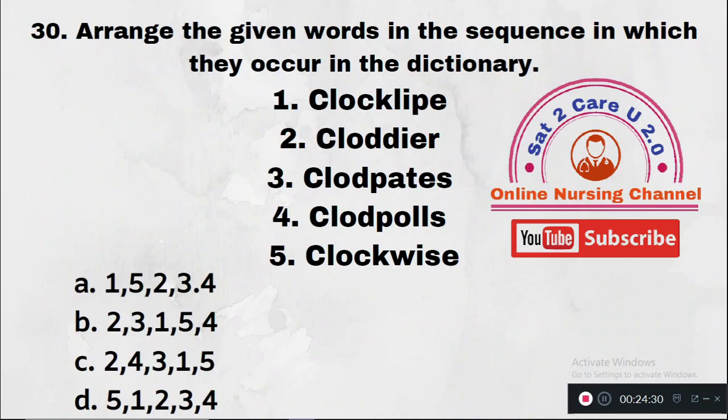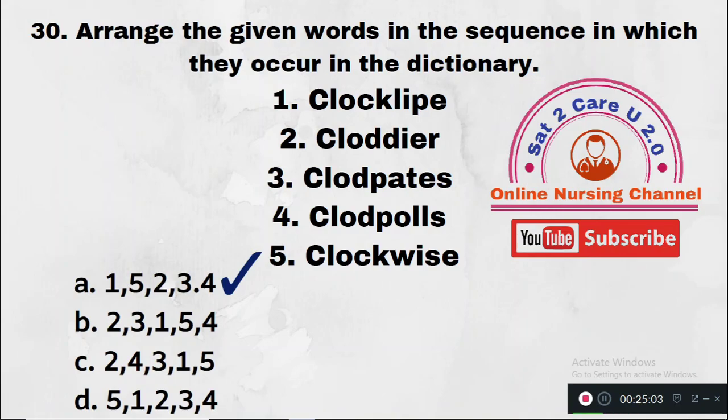So arrange in the order. In the dictionary we will get this order: 1, 5, 2, 3, 4. So you have that clock, that is 1, CLOC. C comes first, then the K is in both, but W is here and there is L in the 1 and 5. So L will come first in the dictionary. Like that when you arrange, this will be the right answer.